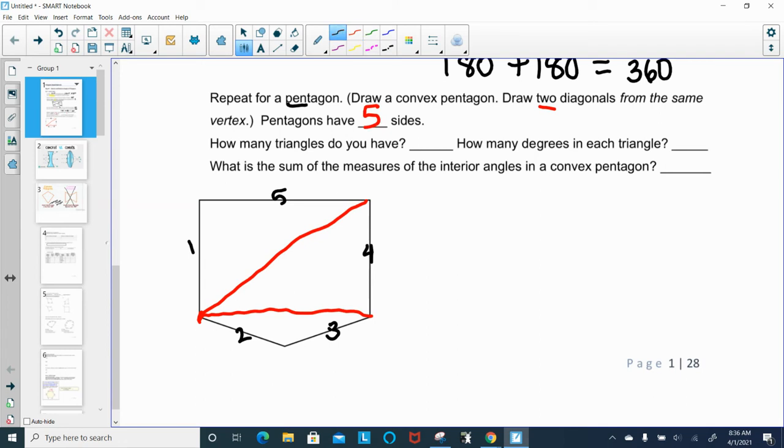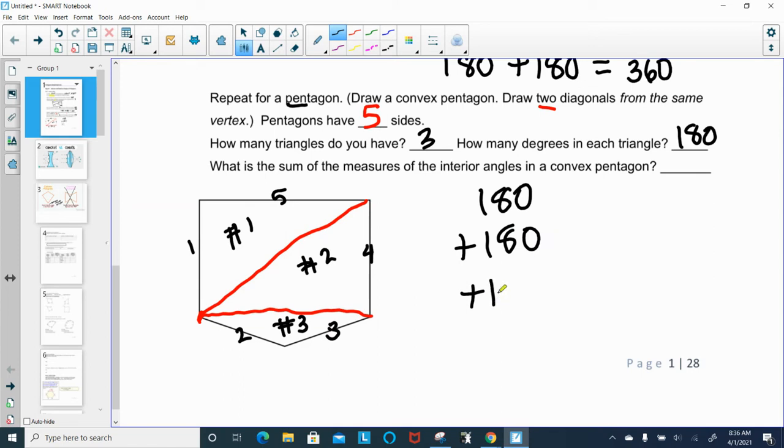So how many triangles do you now have? Well, you have one here, you have one here, triangle number 2, and you have one here. So you have 3. And you have 180 degrees in each triangle. So 180. Let's add them all up. What is the sum? Carry the 2, that's going to be a 5.